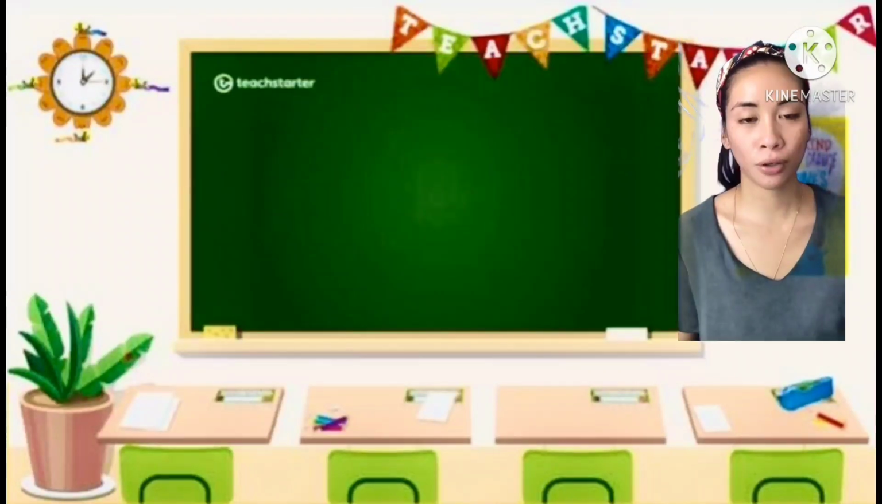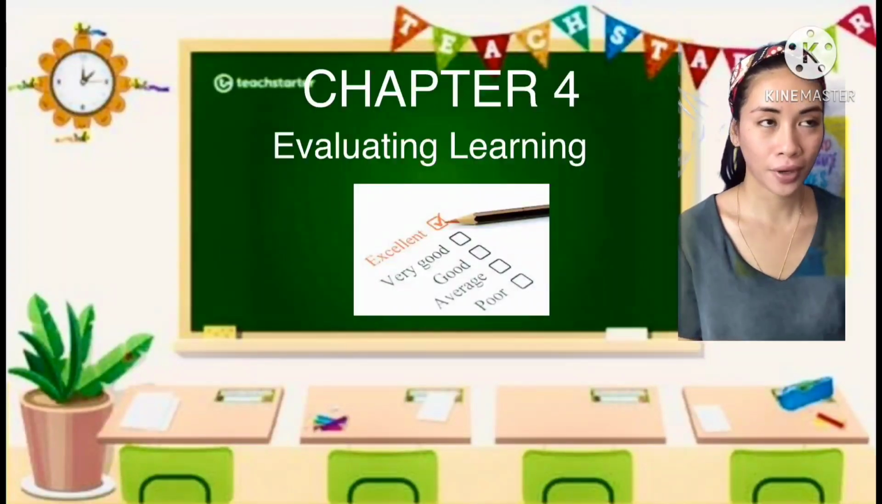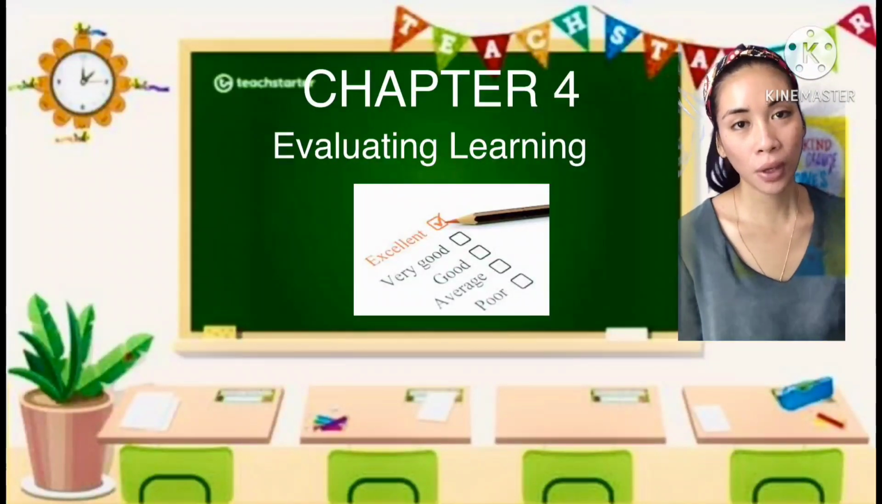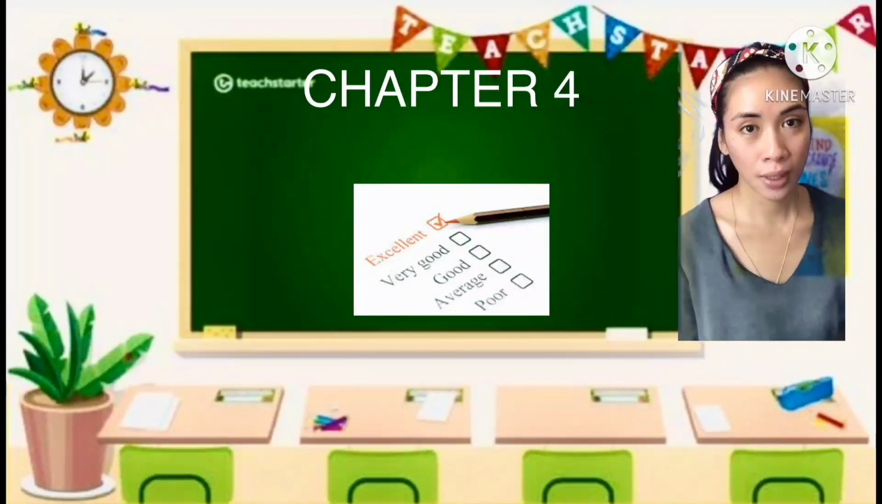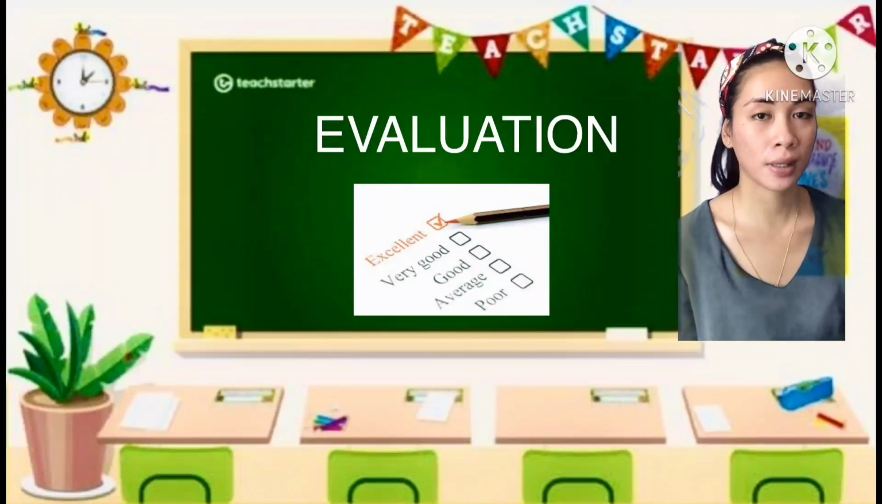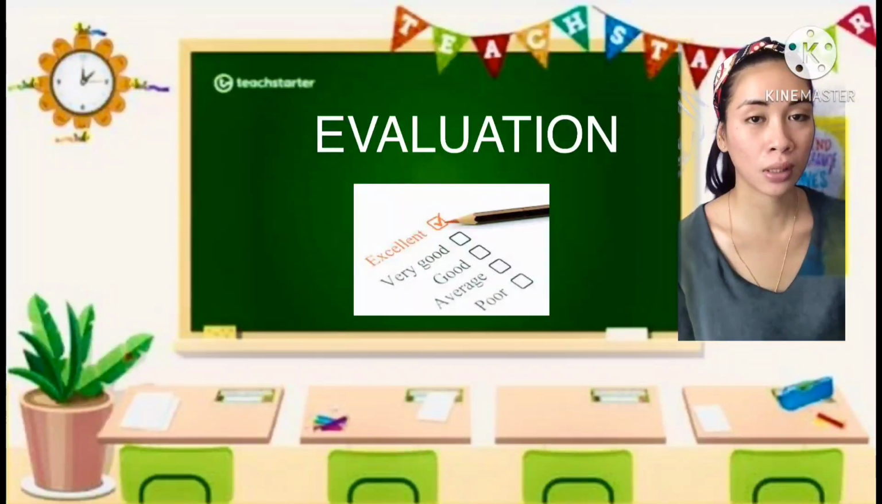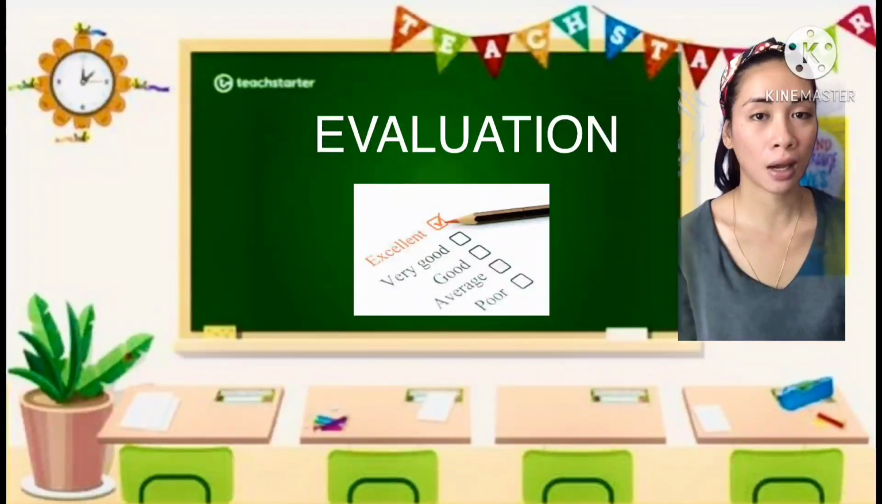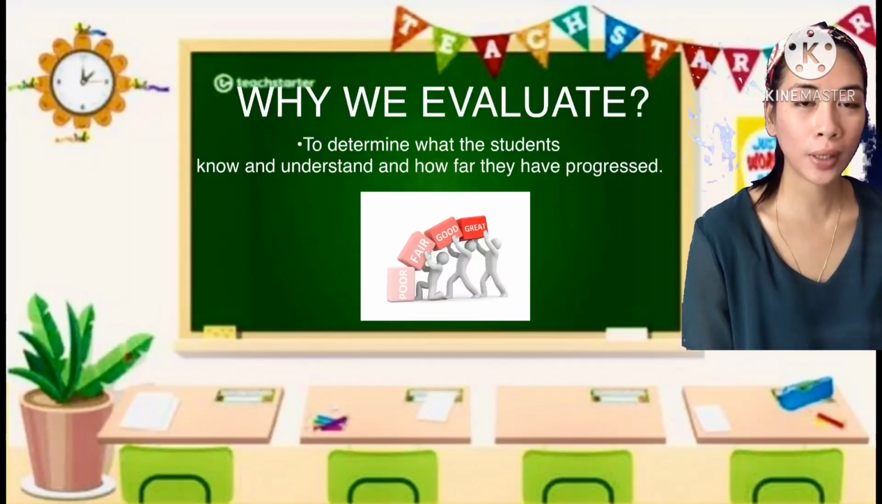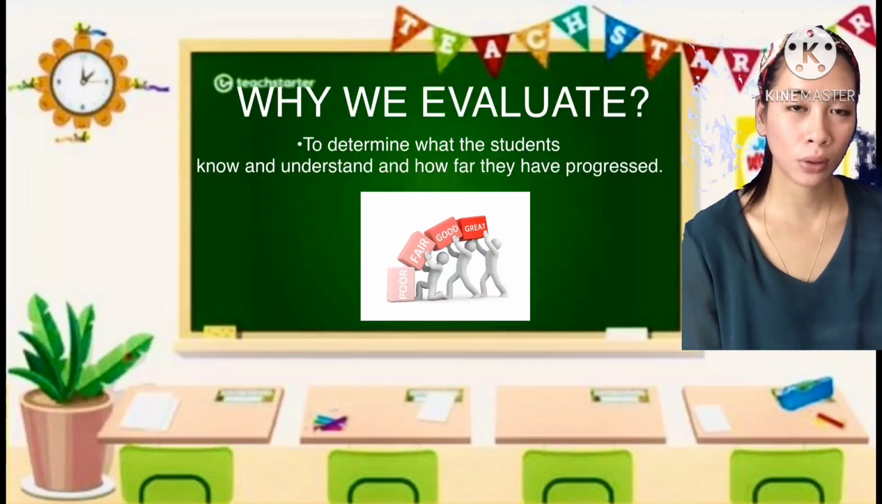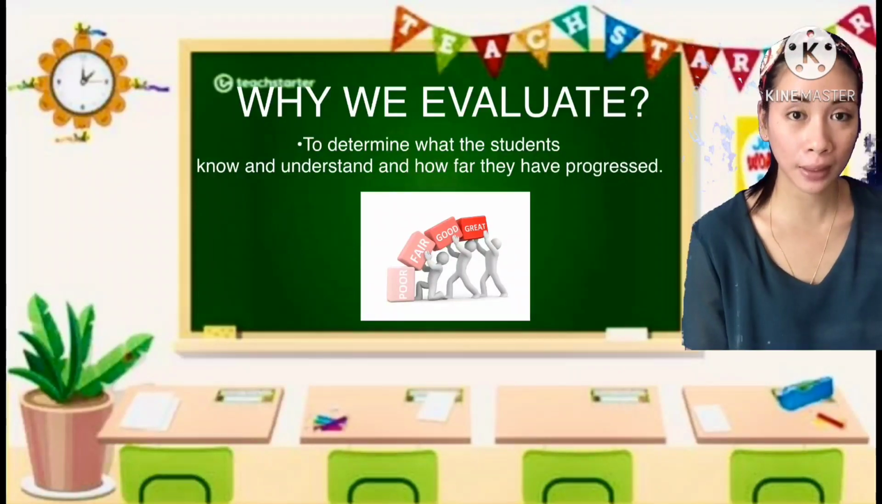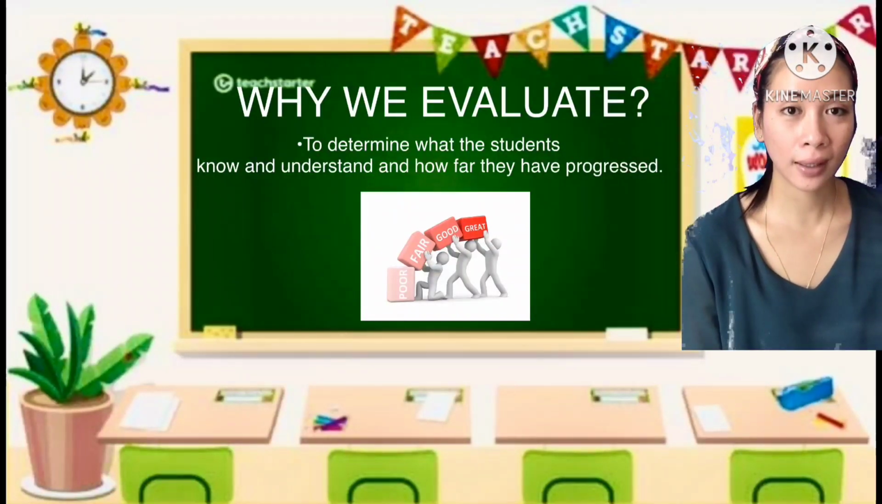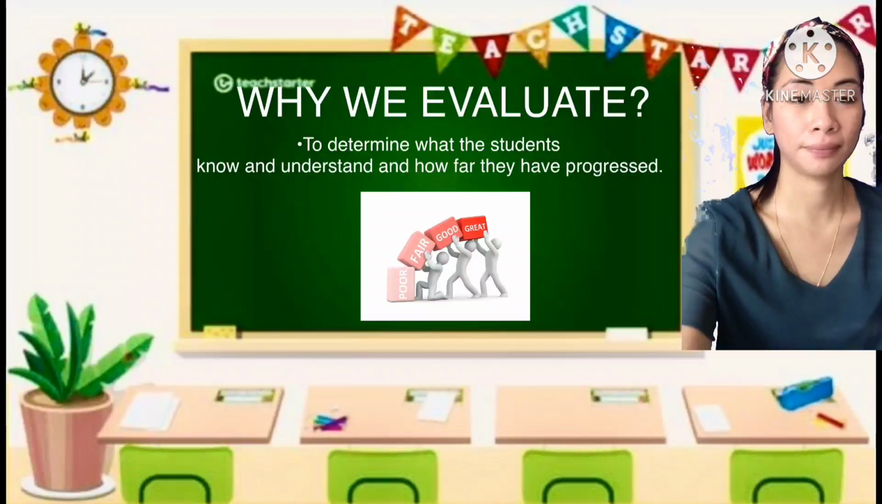Another element of a lesson plan is evaluation. So first, let us know what is evaluation. Evaluation is derived from the word value, and in education, it is the process of using the measurements gathered in assessment. This measurement is used to judge if learning is taking place or how well the student has attained our learning objectives. So why do we evaluate? We evaluate the students so that we can determine what the students know and understand and how far they have progressed.